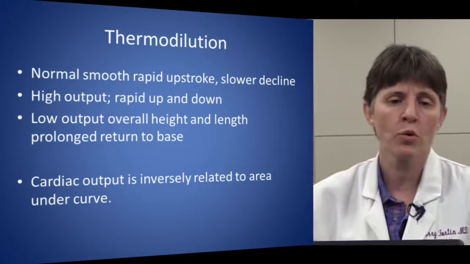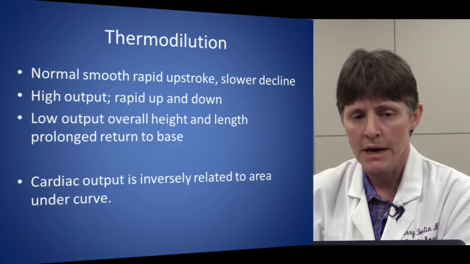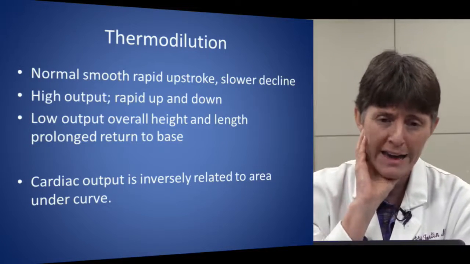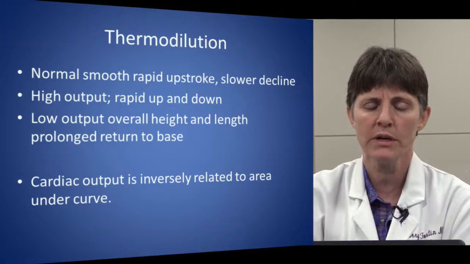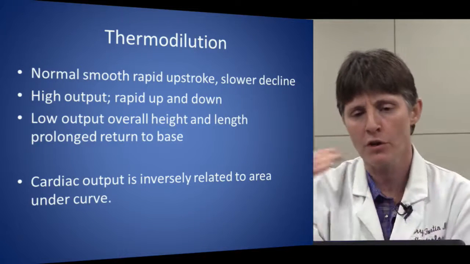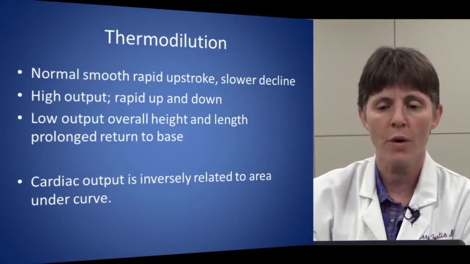So thermodilution, normally you should have this smooth, rapid upstroke if there's normal cardiac output, and a slower decline. If there's high output, it goes up fast and falls fast because it clears out of the way very quickly. If there's low output, it takes longer for it to reach that distal port. It also takes longer for it to go away.